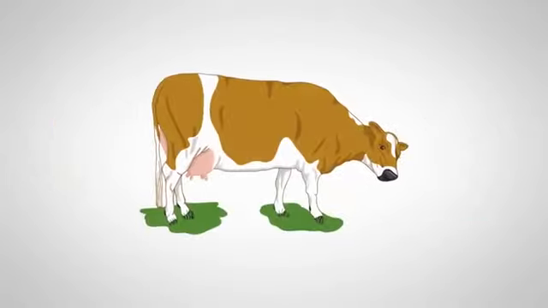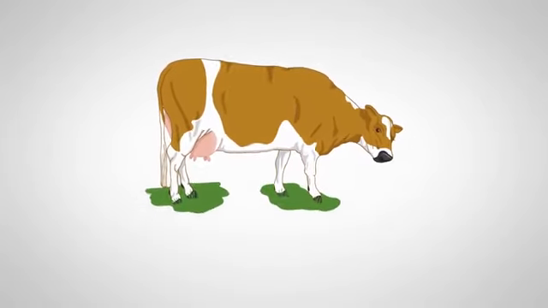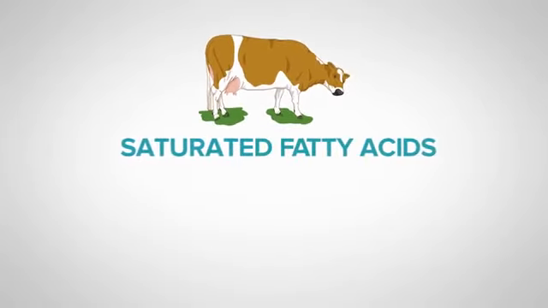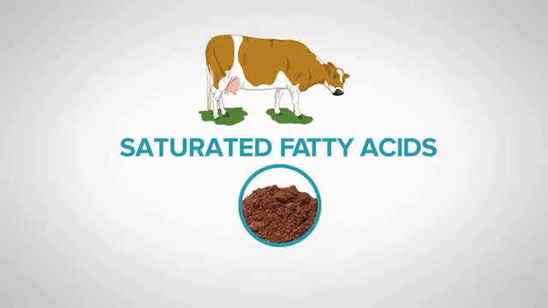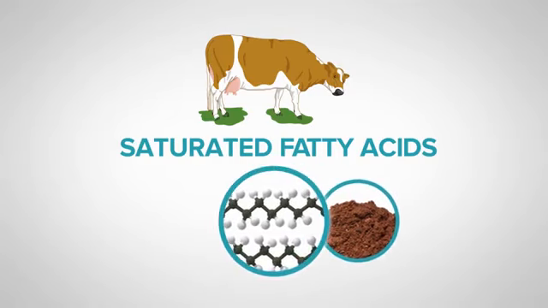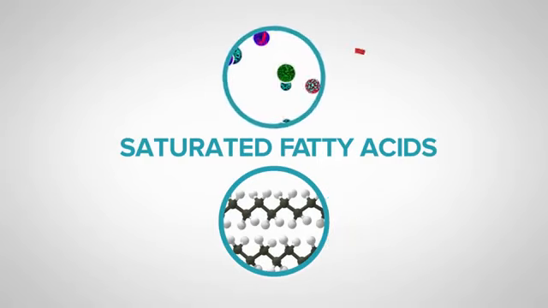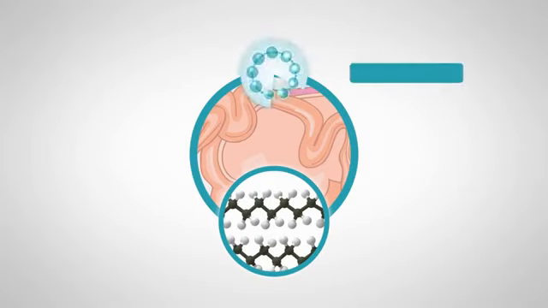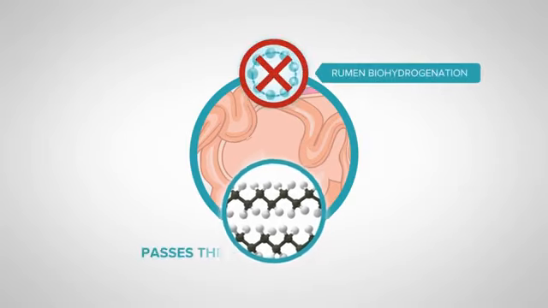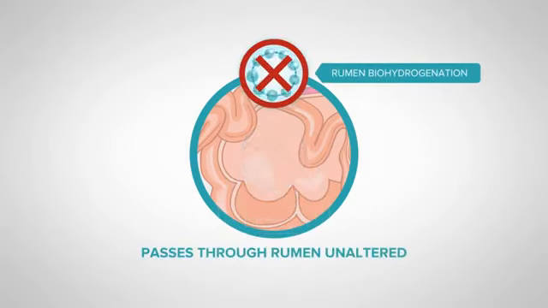If we look at the other types of fats that can be found in the cow's diet, we have the saturated fatty acids. These are generally found in animal fats and also in some byproducts such as palm kernel. Because these fatty acids are already saturated in that they have no double bonds, they are not as toxic to the rumen microbes. This means they do not have to undergo rumen biohydrogenation and can pass through the rumen unaltered.